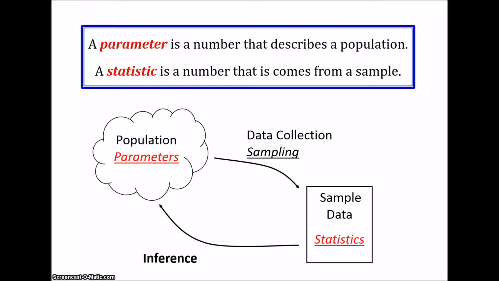So when we want to know about a population, we're going to think about that in terms of what number do we want to know, a number that's going to describe the entire population. And when we think about using our sample data to tell us about the parameters, we're thinking about calculating a statistic from the sample data to use as an estimate for a population parameter.